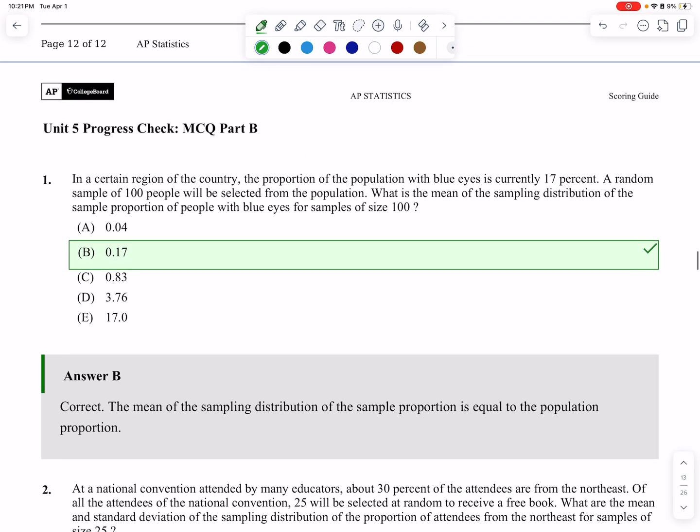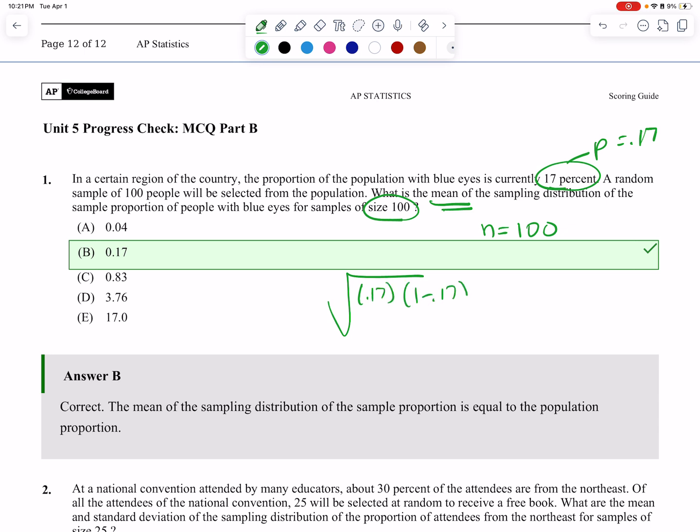All right, next one, part B, number 1. Okay, so this one's what's the mean of the sampling distribution of the sample proportion of people with blue eyes with a sample size 100. So we have N is 100, and I have P is equal to 0.17. So we're going to do 0.17. This is the formula. It's on your formula chart. 1 minus 0.17 over 100. Okay, and so that's my standard deviation. Sorry. It asks for the mean. The mean is just 0.17. Well, you know standard deviation too if you need standard deviation, but that's the mean. The mean, remember, is equal to the mean.